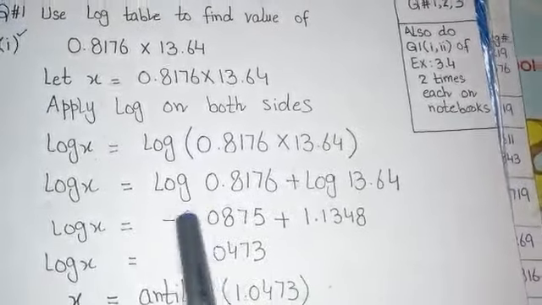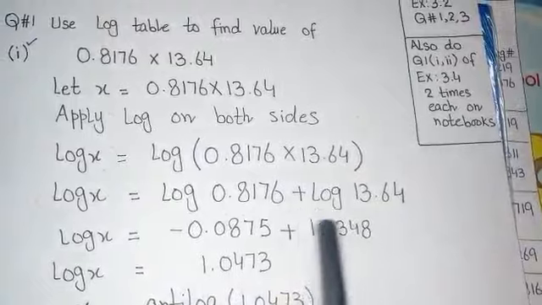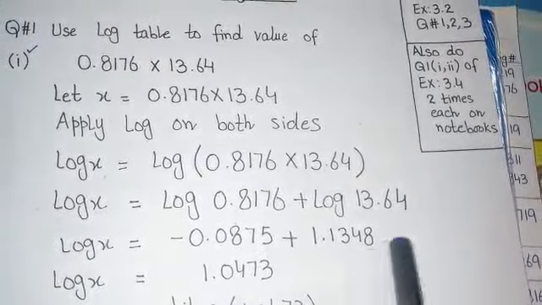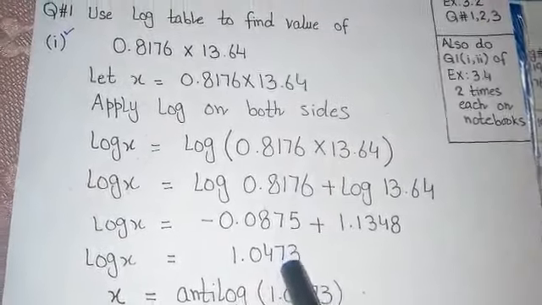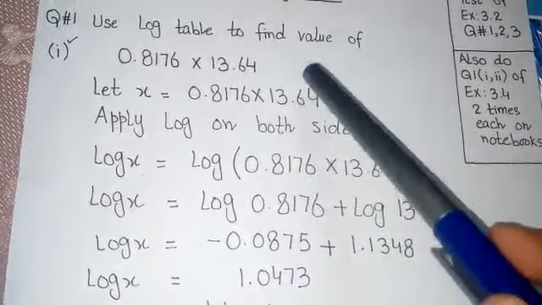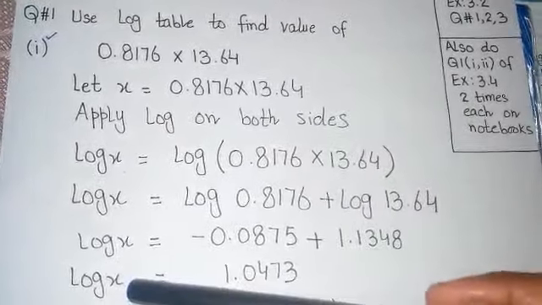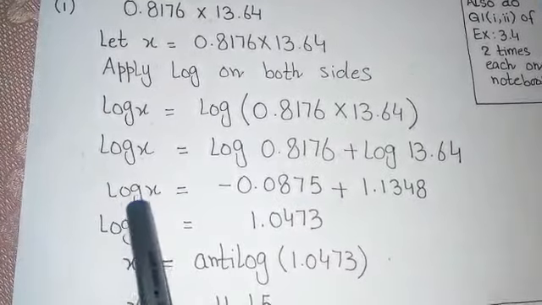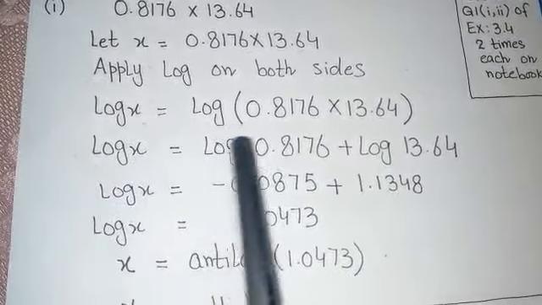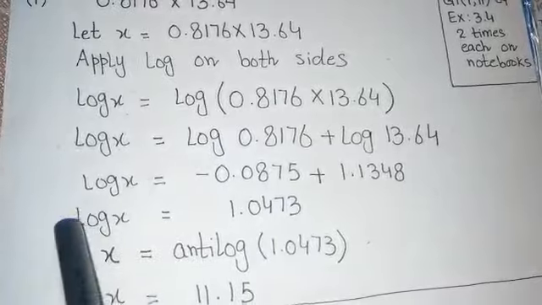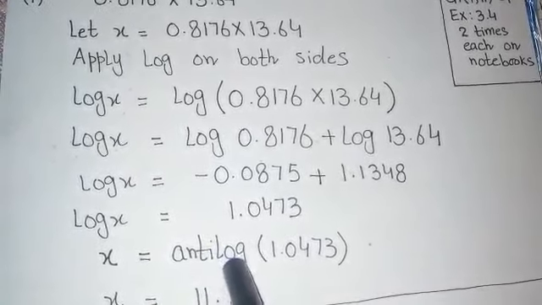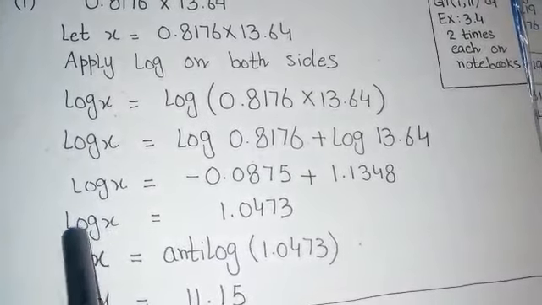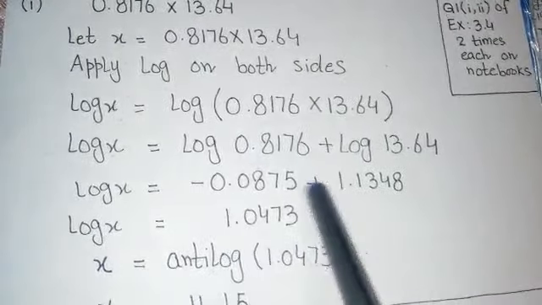Clear? Now this is the simple mathematical question. Solve it on your calculator. The answer will be this. But if you remember, we have to find the value of x, not log of x. So to remove the log, we will shift this log to the other side. And when we change the side of log, it will become anti-log. So x equals anti-log of this number.